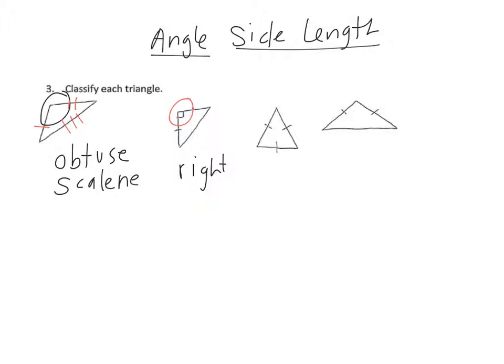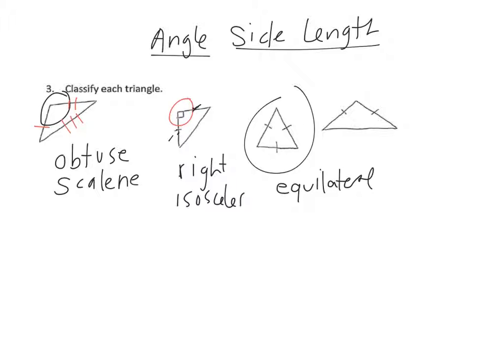And because these 2 sides are equal, it's an isosceles. And these marks show all 3 sides are equal. So this is an equilateral triangle.